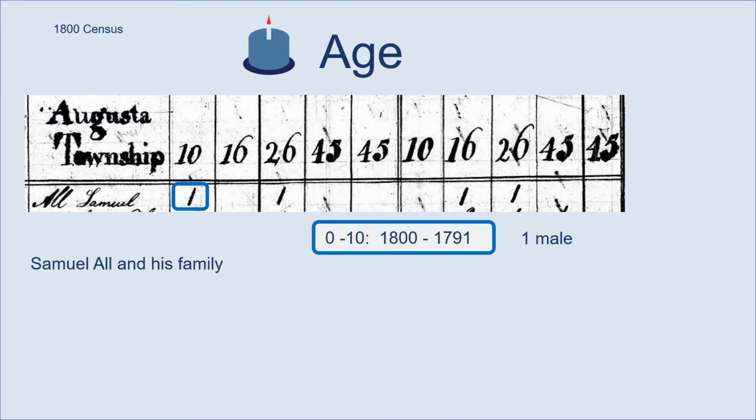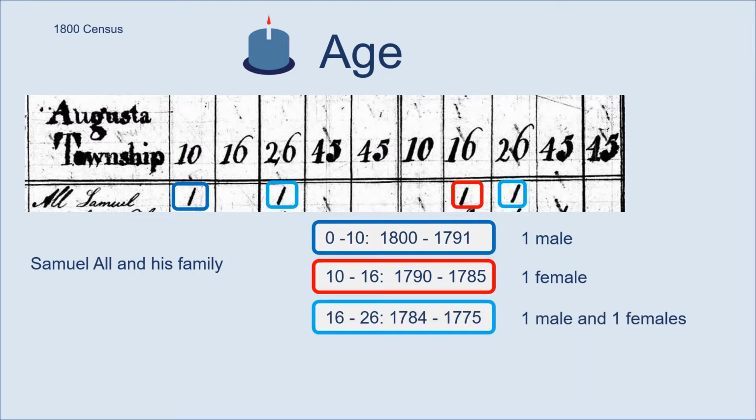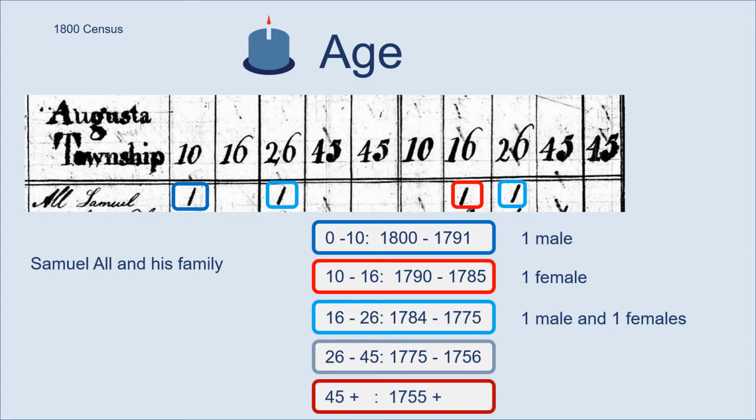0 to 10, born 1800 to 1791, 1 male. 10 to 16, born 1790 to 1785, 1 female. 16 to 26, 1784 to 1775, 1 male and 1 female. 26 to 45, 1775 to 1756, no one. And 45 and older, born 1755 and older, no one.